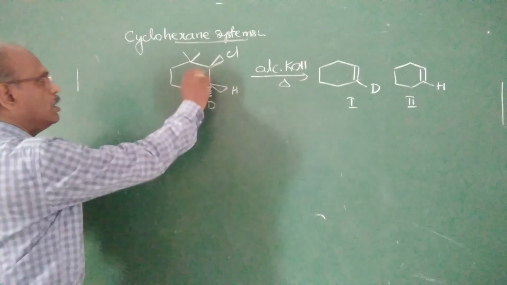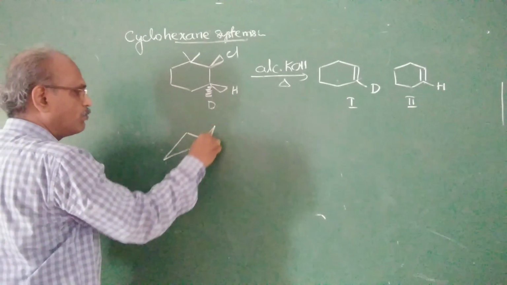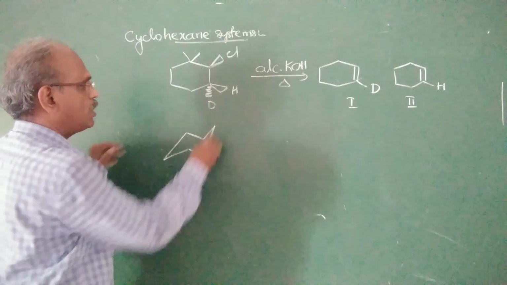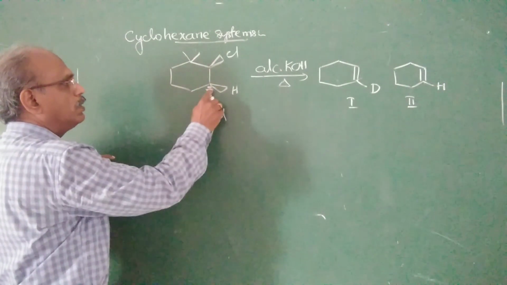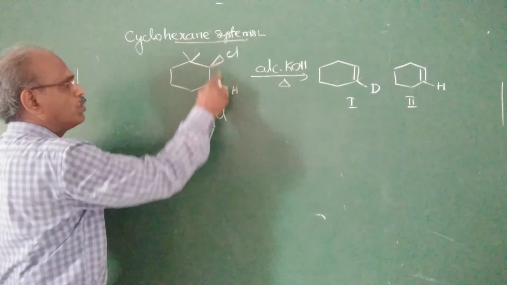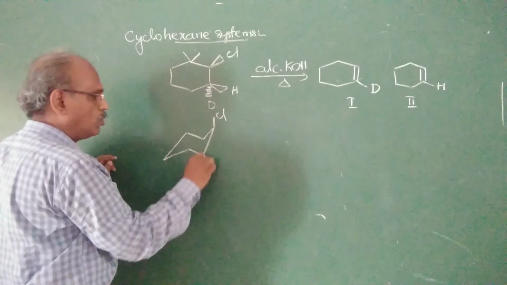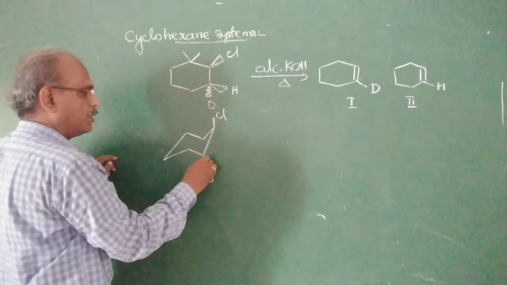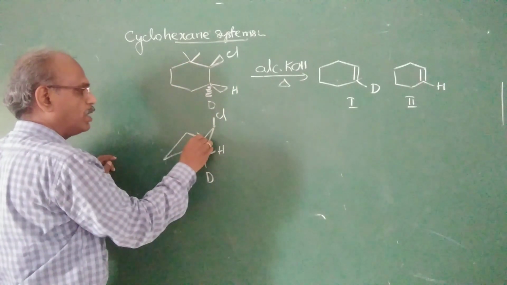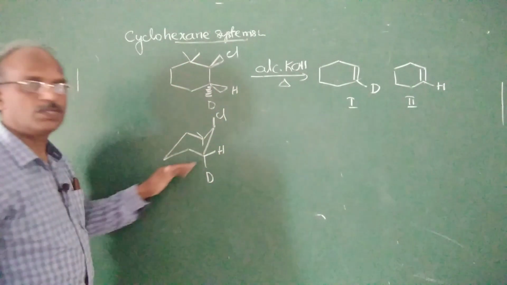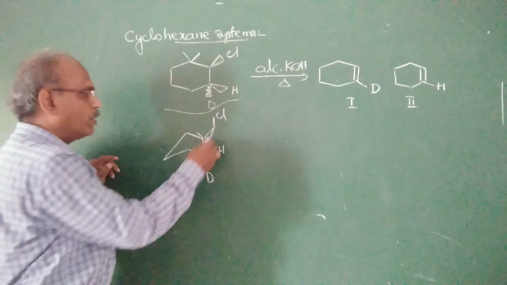Now see this. If you look at the chair form of this one, here Cl is better written in the axial position. Here hydrogen and Cl are cis to each other, deuterium and Cl are anti to each other. So this is D, and this is H, and on our adjacent carbon here we have methyl. Okay, this is the structure, right?